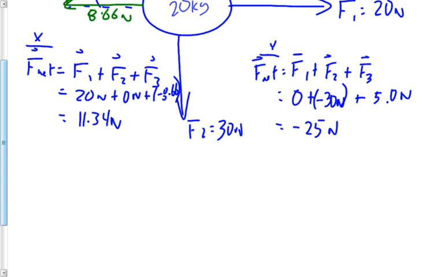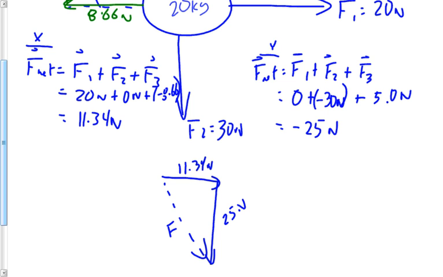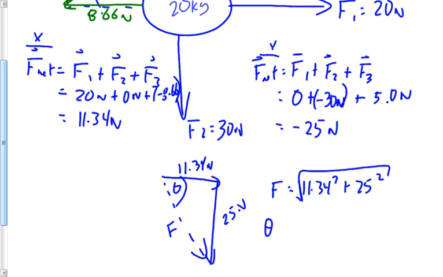This is all old Physics 20. This is last unit now, right? All we're going to do now is say 11.34 this way, 25 newtons this way. We can find the hypotenuse, which is the resultant vector, the net force, by saying 11.34 squared plus 25 squared. And we can find the angle right here at the beginning of the diagram by saying the inverse tan function of opposite over adjacent, 25 over 11.34.